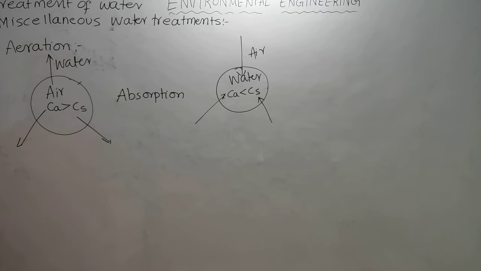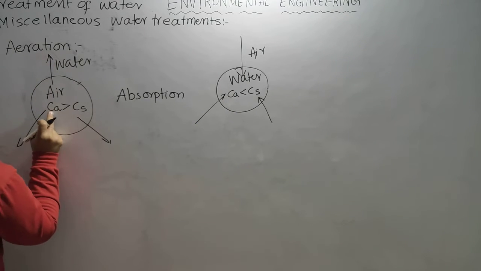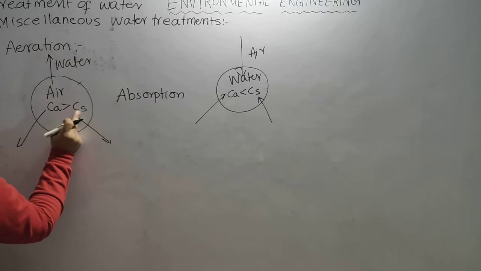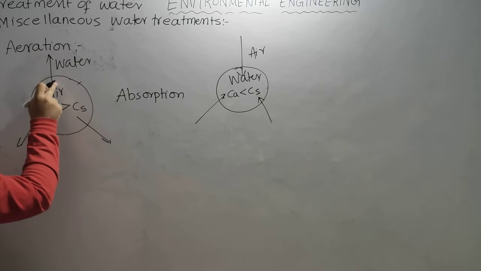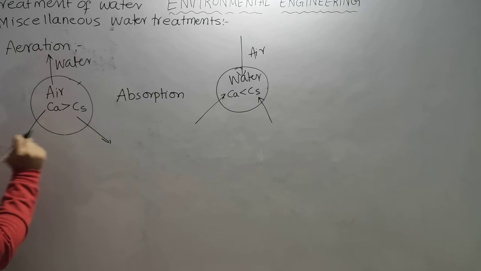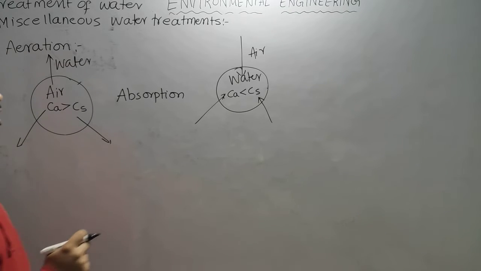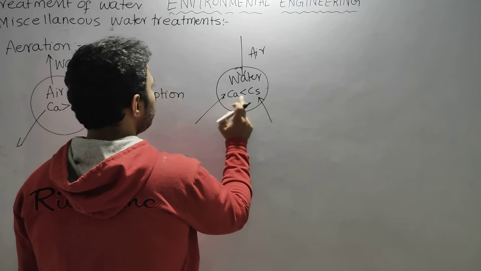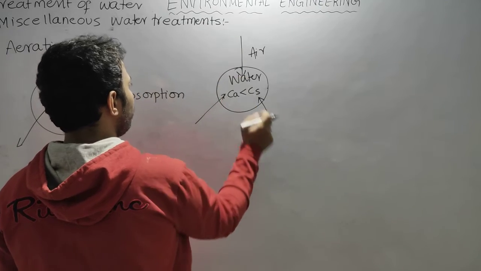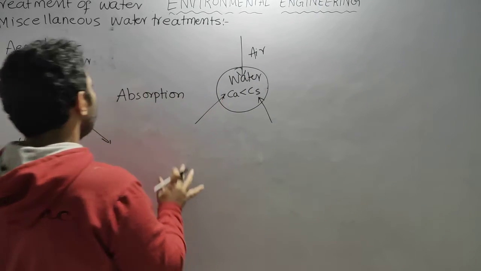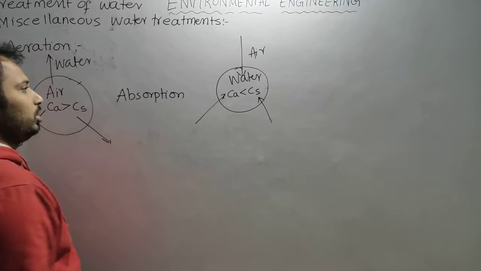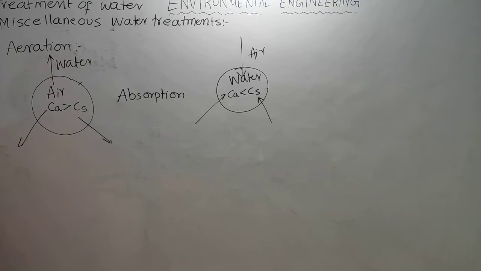Am I clear to you? Here in air, the actual concentration is more than saturation, that is why air is releasing it into the water, right? If you take water, the actual concentration is less than saturation, that is why it is taking from the air. Both are called absorption. If you take O2 as an example, then you will understand it very easily.